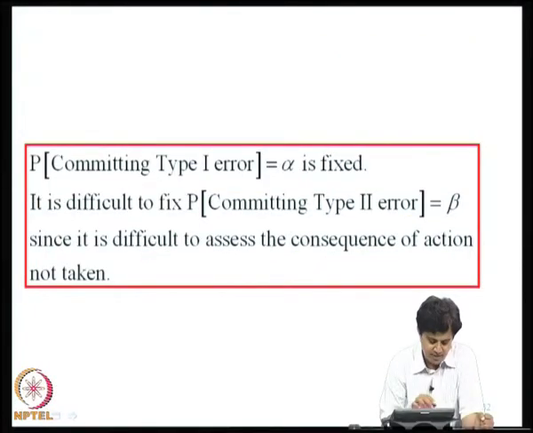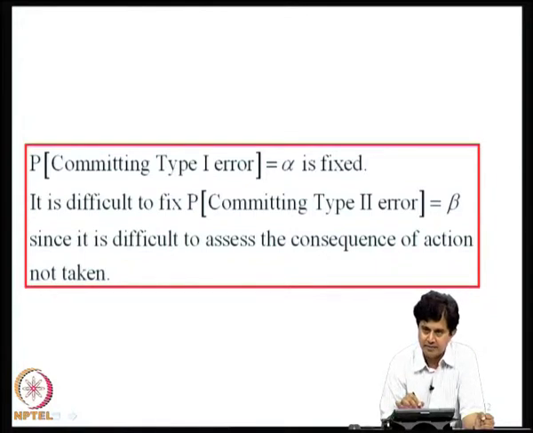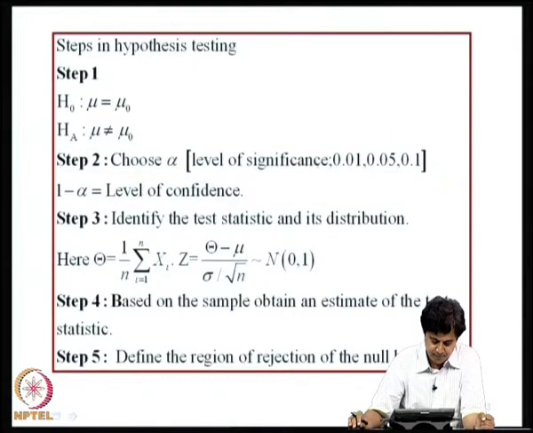Now, what we do is, the probability of committing type 1 error, alpha, we fix that. It is difficult to fix the probability of committing type 2 error, that is, to assign a value of beta, since it is difficult to assess the consequence of an action which is not taken. Okay, you can have experience on fixing alpha, but not on beta. Ideally, we try to minimize, but if you minimize alpha, beta will increase, and if you minimize beta, alpha will increase. I am not going to show that, but that is a result.